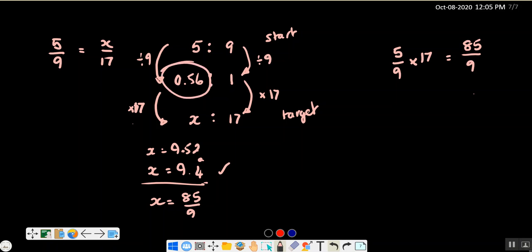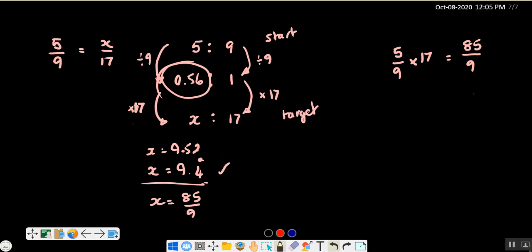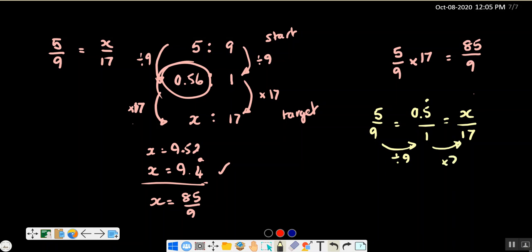The problem is where I round, which a lot of you came across. A couple of you didn't do the ratio version. You did the fraction version, which is just as good. You said 5 over 9, and we want to get to x over 17. So we went to over 1, which would then be 0.5 recurring again, which ends up the same thing. So you divide by 9, multiply by 17, same method.